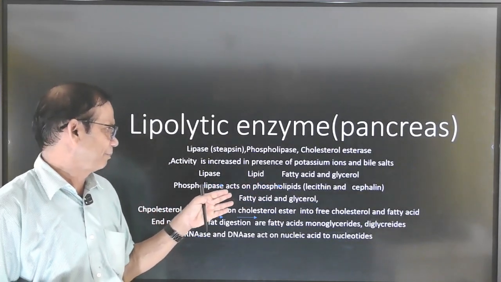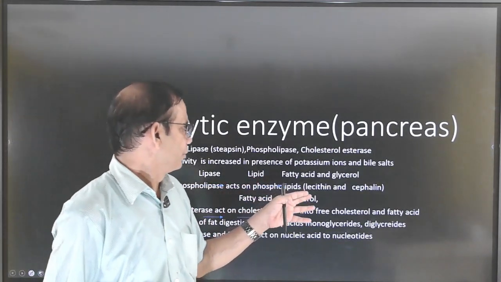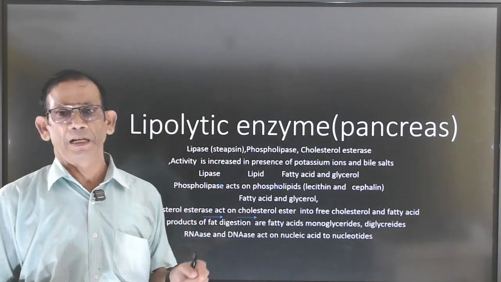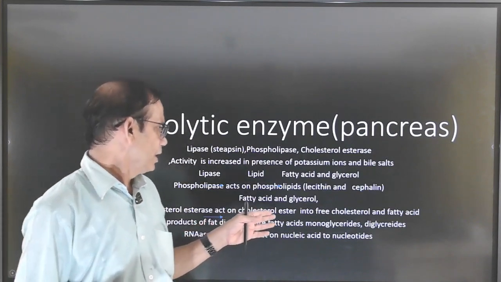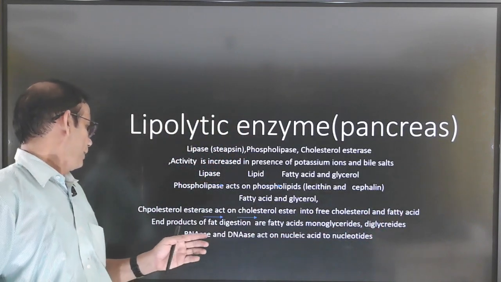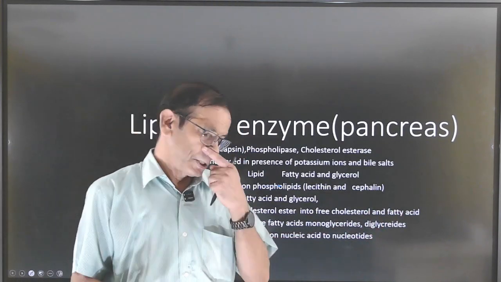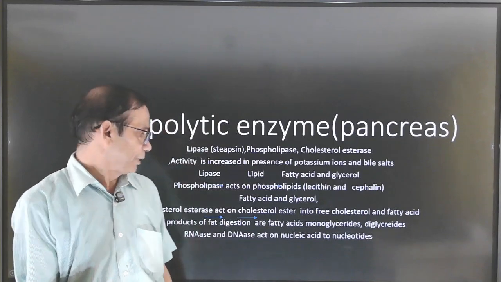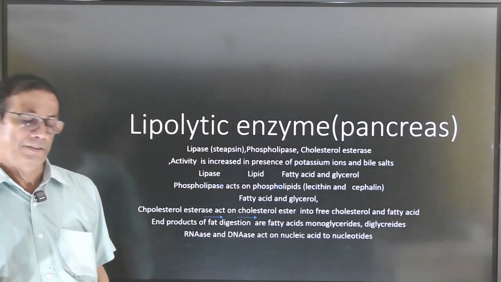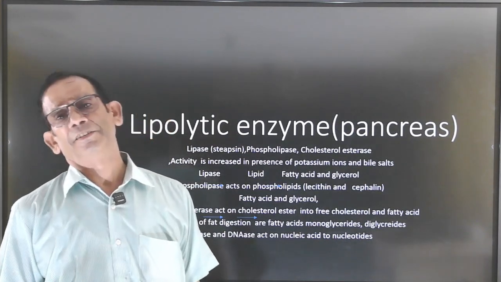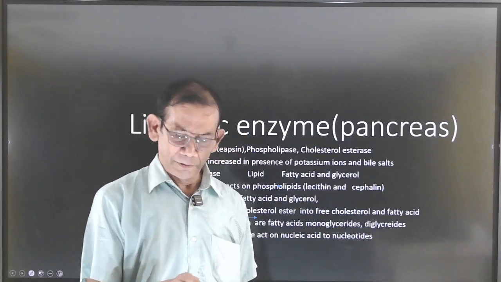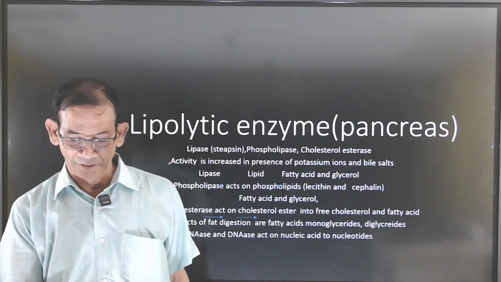At the same time, phospholipase acts on phospholipid to make lecithin and cephalin, and fatty acid and glycerol. Similarly, cholesterol esterase acts on cholesterol ester to make free cholesterol and fatty acid. Thus, the end products of fat digestion are monoglyceride and diglyceride. Besides this, RNase and DNase act on nucleic acid to form nucleotides in their simpler forms.